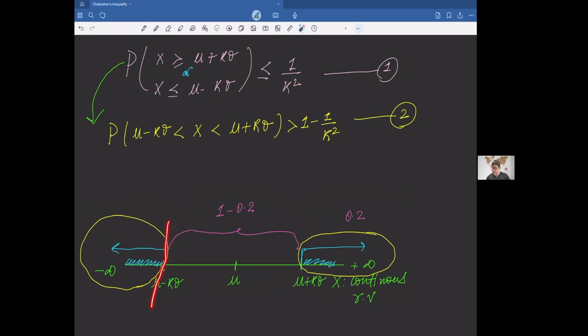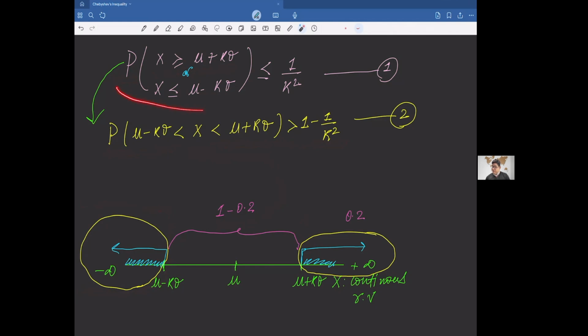This is my possibility one of lying in this region or this region. This is my first possibility, and this is my second possibility, that x may lie between mu minus k sigma and mu plus k sigma. This is how I am arriving at this.